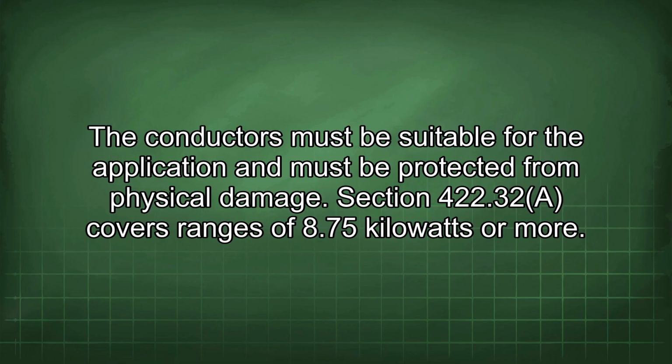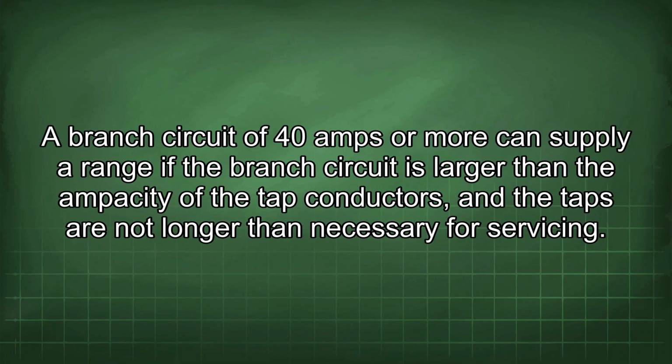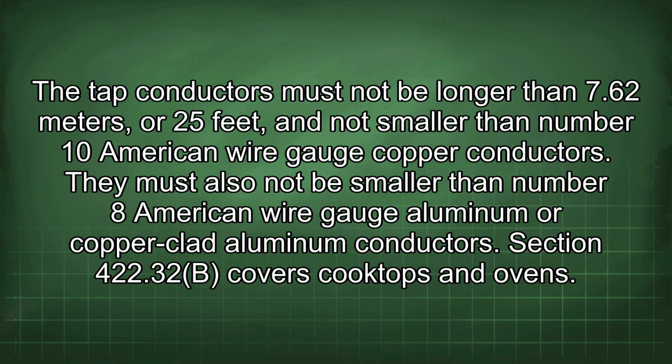Section 422.32 covers ranges of 8.75 kilowatts or more. A branch circuit of 40 amps or more can supply a range if the branch circuit is larger than the ampacity of the tap conductors and the taps are not longer than necessary for servicing. The tap conductors must not be longer than 7.62 meters or 25 feet and not smaller than number 10 American wire gauge copper conductors. They must also not be smaller than number 8 American wire gauge aluminum or copper-clad aluminum conductors.